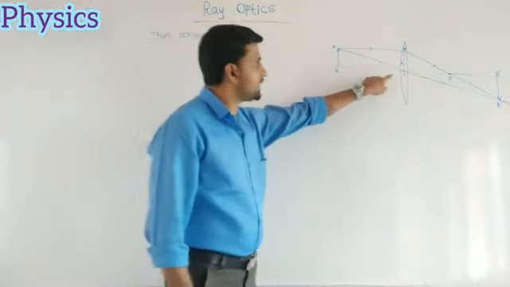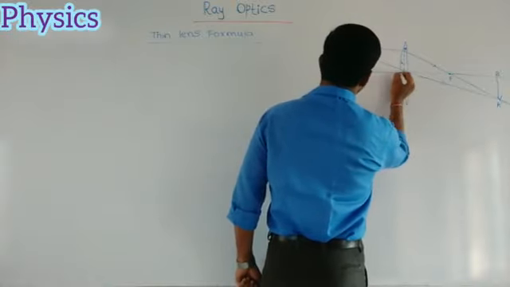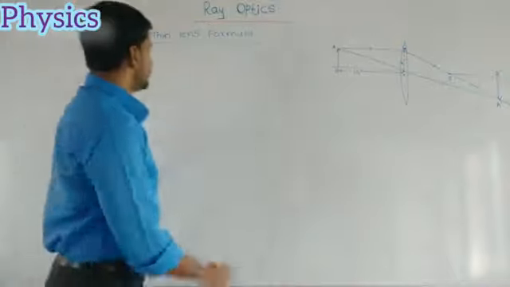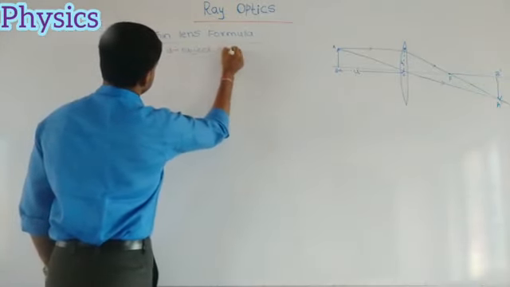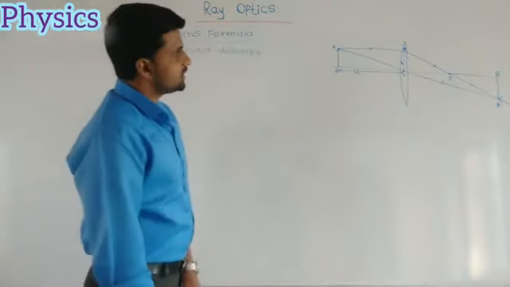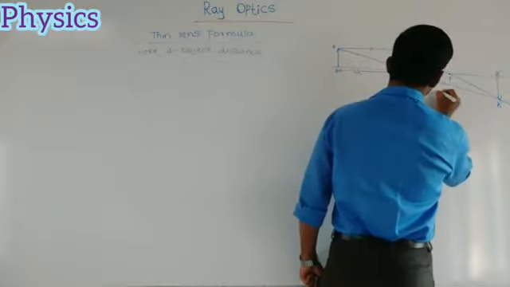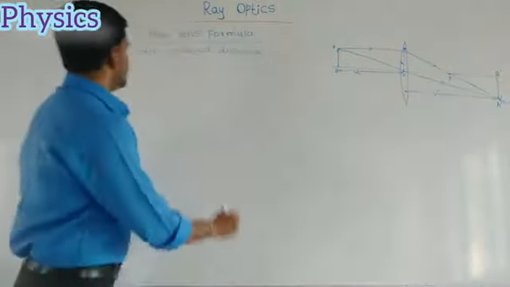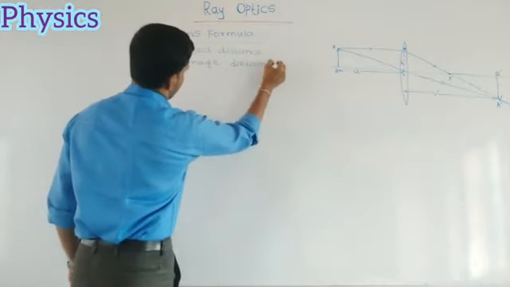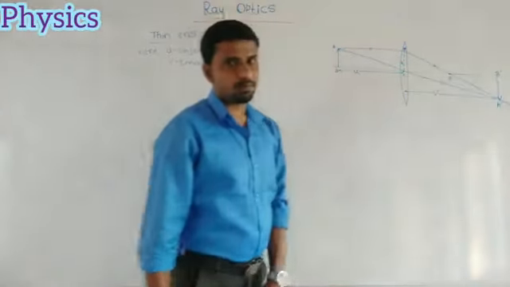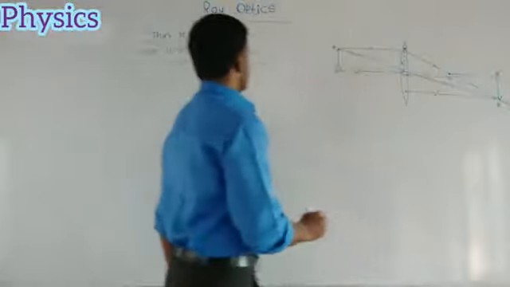We know that the distance from optical center to the object is nothing but object distance. That one I am taking as U. So U is nothing but object distance. And the distance from optical center to the image is nothing but the image distance, which I am taking as V. So V is nothing but image distance. And the distance from optical center to the principal focus is nothing but focal length. F is the focal length.